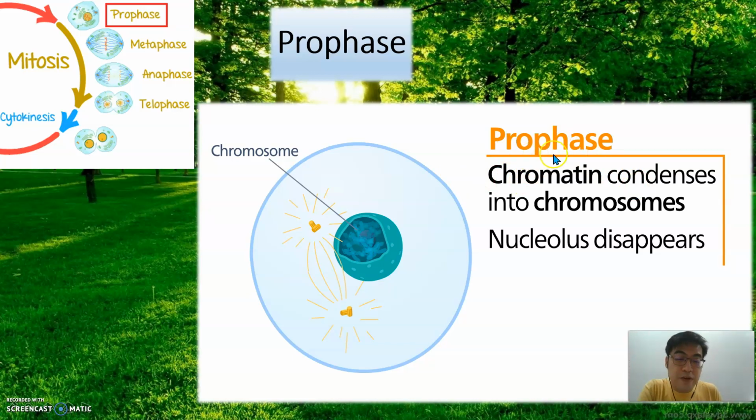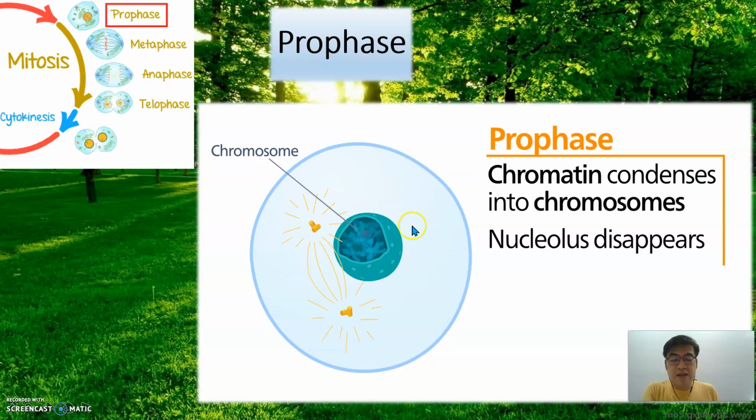In prophase, let's come back to this slide here. In prophase, the chromatin, which is long thin threads of chromosomes, will condense, which means it will thicken.